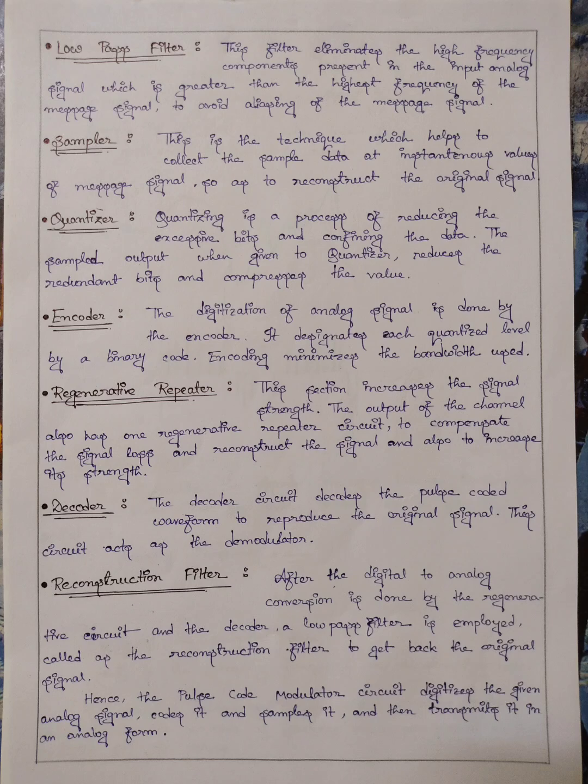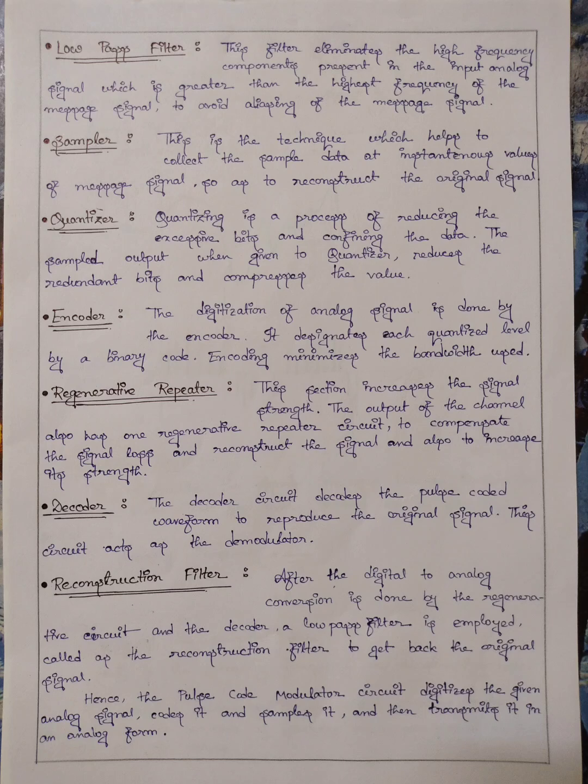Next, a decoder. The decoder circuit decodes the pulse-coded waveform to reproduce the original signal. This circuit acts as a demodulator. And lastly, we have the reconstruction filter. After the digital to analog conversion is done by the regenerative circuit and the decoder, a low-pass filter, called the reconstruction filter, is employed to get back the original signal.